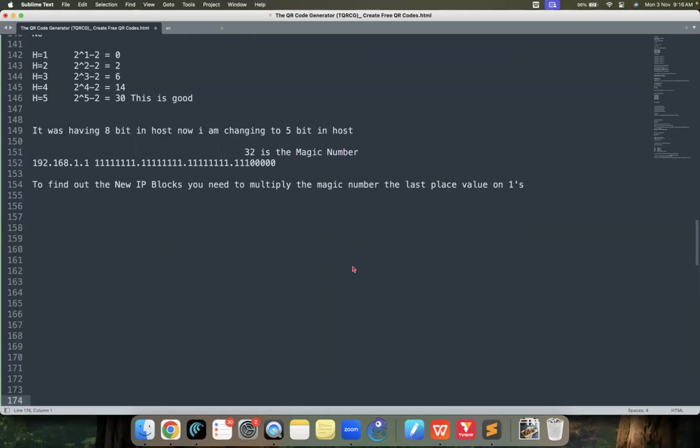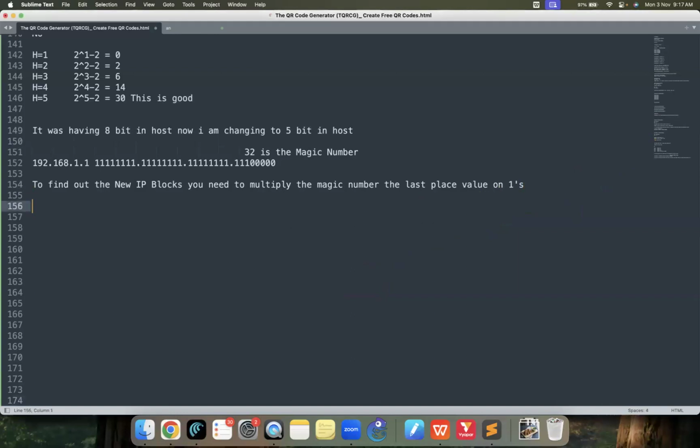Before doing that, imagine you have one big network, one big street with 256 homes. I want to divide them into blocks of 30. First is house number 1, last is house number 30. Then house number 31, up to house number 60. House number 61 to house number 90. Like that only, I'm going to do now.